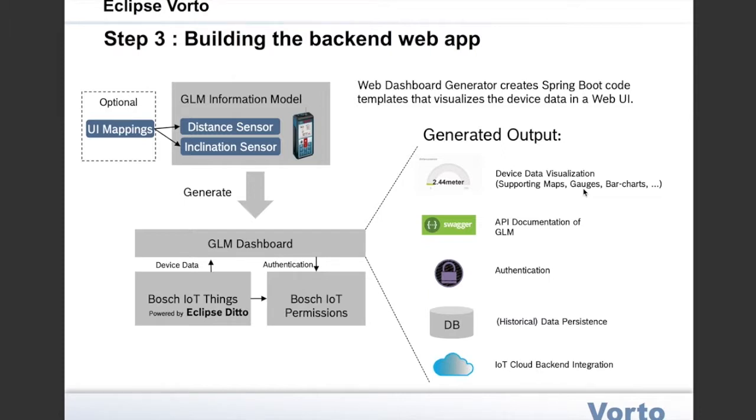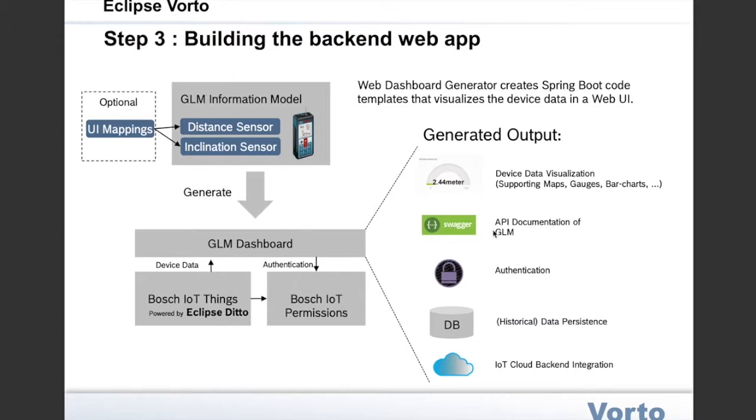gauges, and bar charts. You might be wondering how it would know how to render a function block either as a gauge or bar chart. So this information is stored as an optional mapping inside the Vorto repository, a UI mapping. UI mappings declare that the distance sensor is supposed to render, for example, in a gauge. So the generator produces then a Spring Boot app.